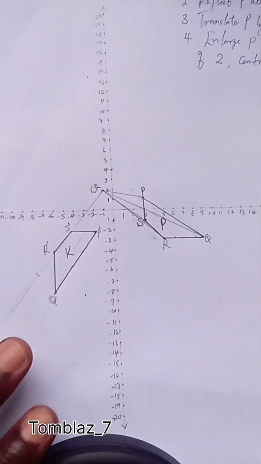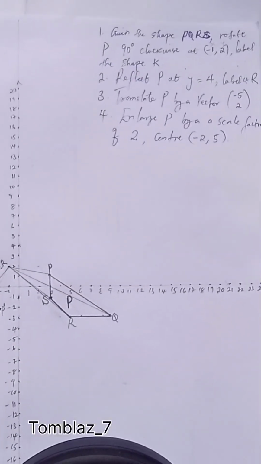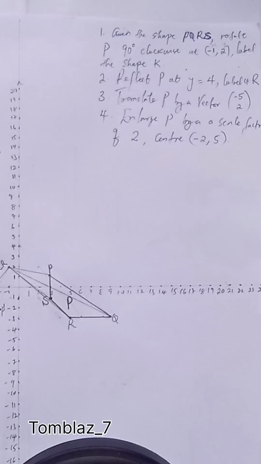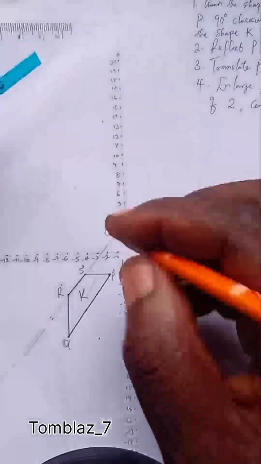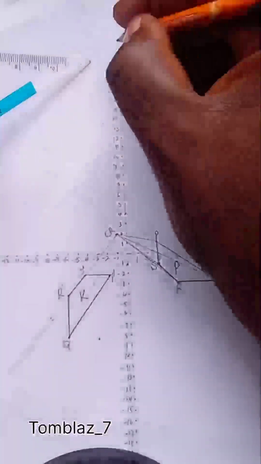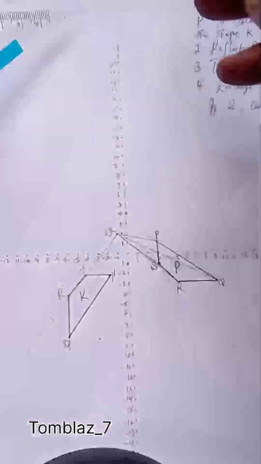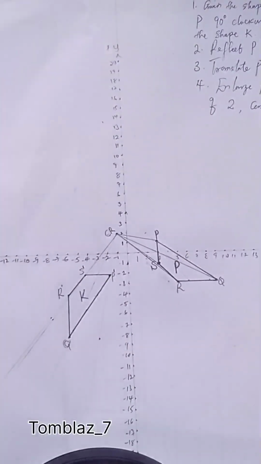Okay, so let's observe the next question. The next question said we should do what? We should reflect P at y equals 4, and we label it what? As R. Okay, so we have to go to y equals 4. At y equals 4, meaning x is 0. So when x is 0, y is 4 here. These are the y points, which is the y-axis. This is plus x, this is plus y, minus x, and then minus y down.